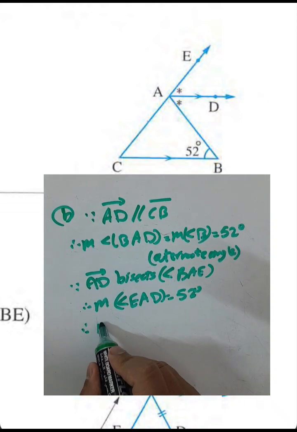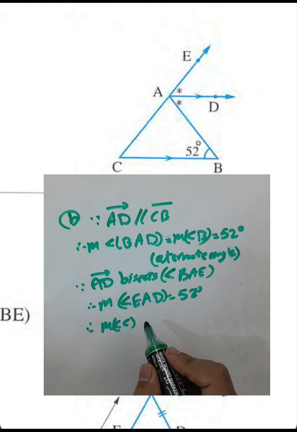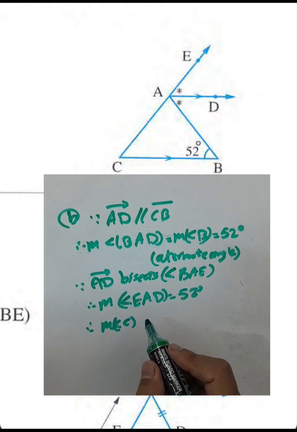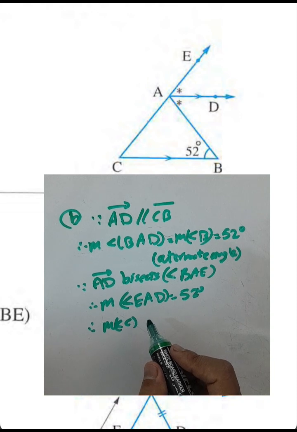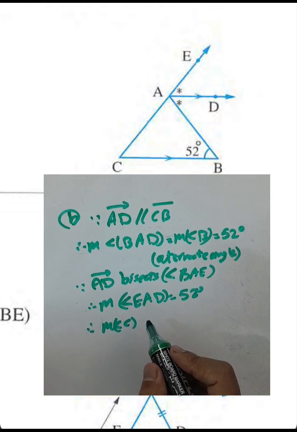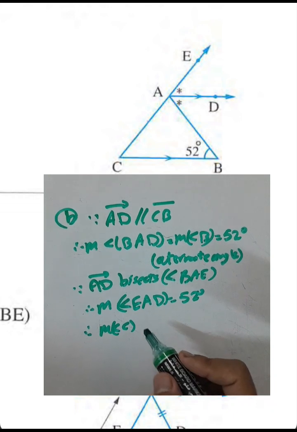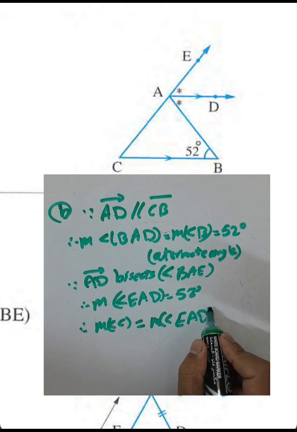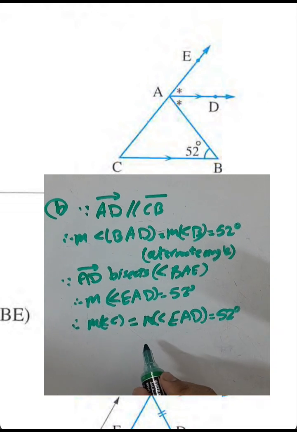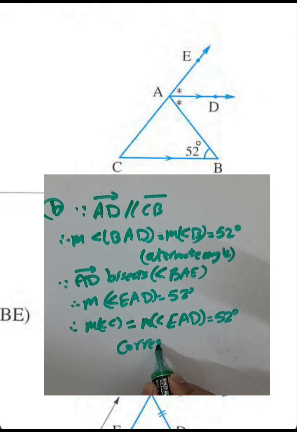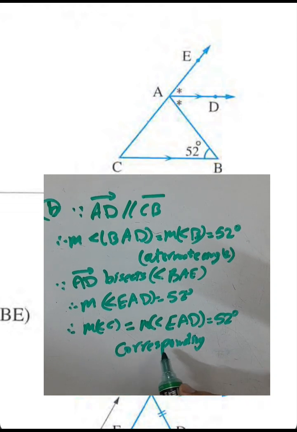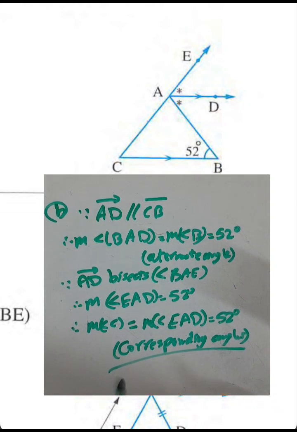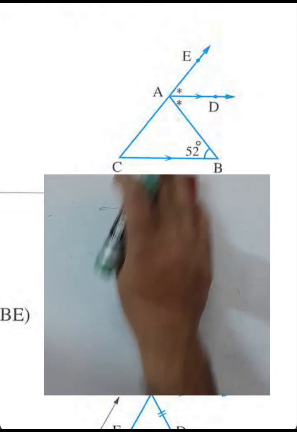Then we can find the measure of angle C, because angle C and angle A are equal in measure. We call them corresponding angles. The measure of angle C equals the measure of angle A, because AD is parallel to CP and the ray CE cuts them. Then the measure of angle C will be equal to the measure of angle EAD. It will be equal to 52 degrees. We call them corresponding angles. Okay, corresponding angles. Next question.